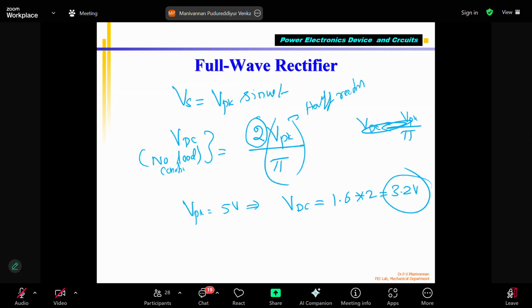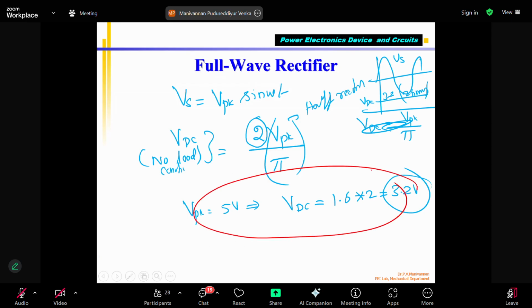I am giving an AC voltage which varies from 0 to 5 volts peak, and again comes to 0 and goes to -5 peak. It is varying like this. This is my input Vs. So my VDC after filtration will be 3.2 volts, which is 2 times the half wave rectifier. So you see the advantage. I'm using both half cycles, positive and negative. Because of that, I get a higher VDC. Note the formula: VDC will be twice of this one. That is very important.